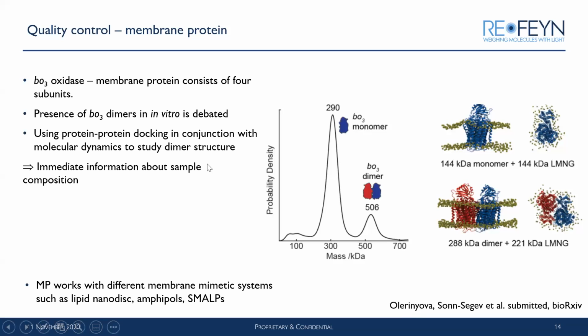So again, what I want to emphasize here is that mass photometry can work with membrane proteins. It's not always simple as with other techniques. However, it can work really nicely with different mimetic systems like lipid nanodisc, amphipol, SMALP, also detergent.